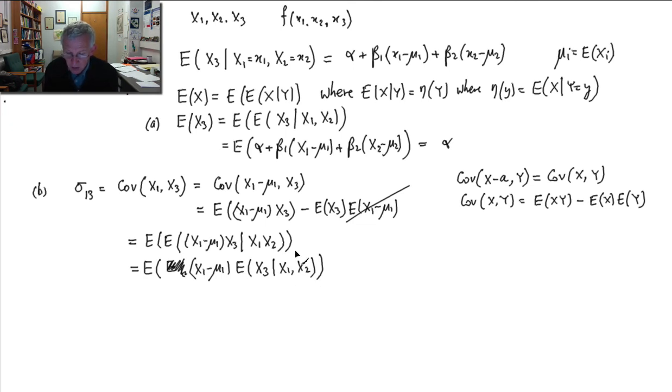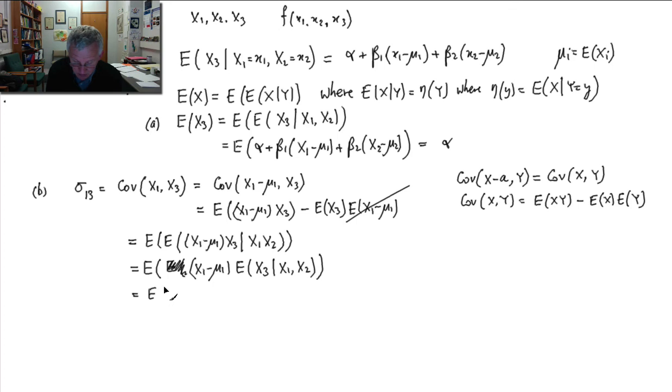This I know because it's just sitting here. I wrote it down before. I get it by making x1 and x2 into random variables in this definition here. Okay, so this is the expected value of x3 given x1 and x2. So I can write that in.